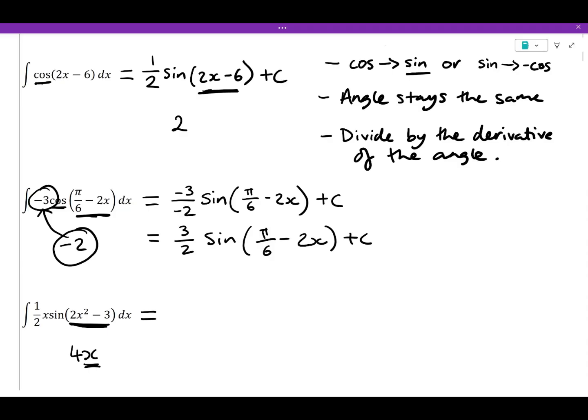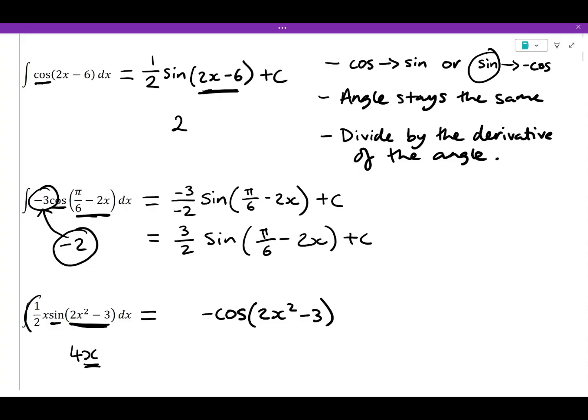Equals to. Now, this time we have sine. So if we look at my integral options, okay, we're going to use this one here. And the sine goes to a negative cosine. So I'm going to write negative cosine in. The angle then stays the same. So 2x squared, take away 3. We then divide by the derivative of the angle.